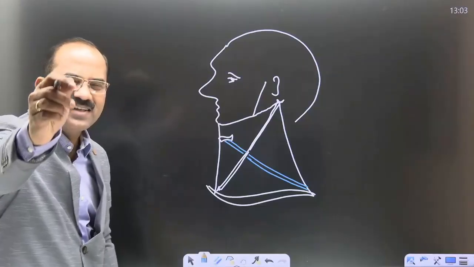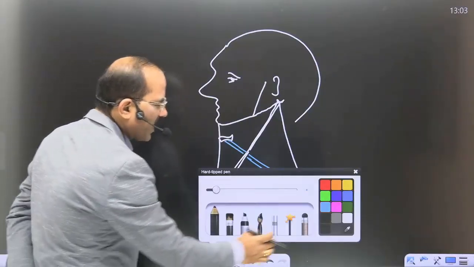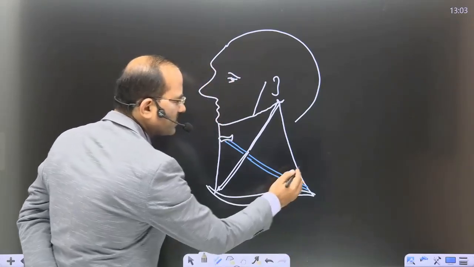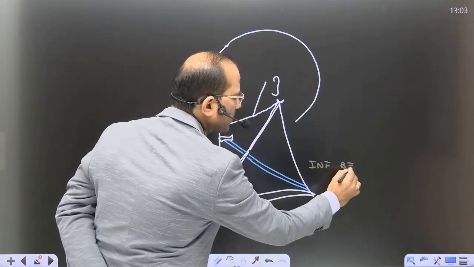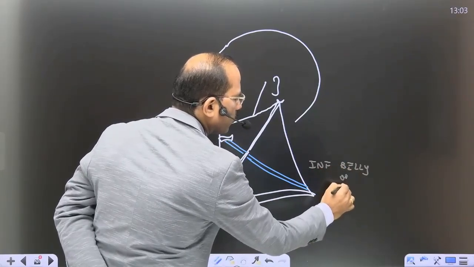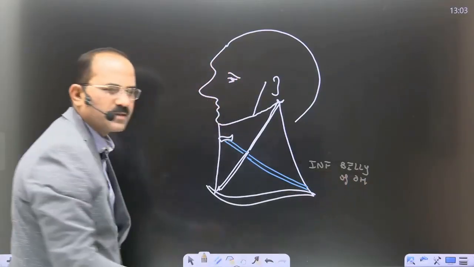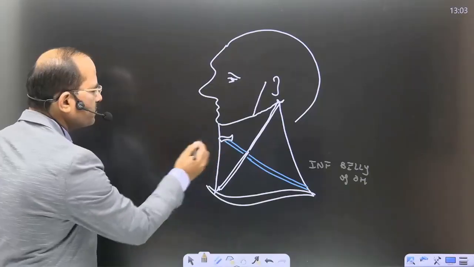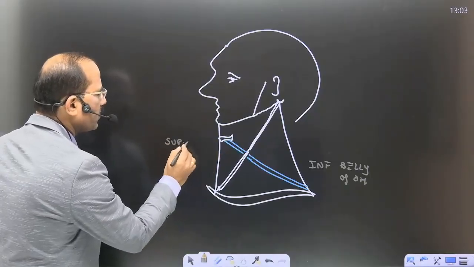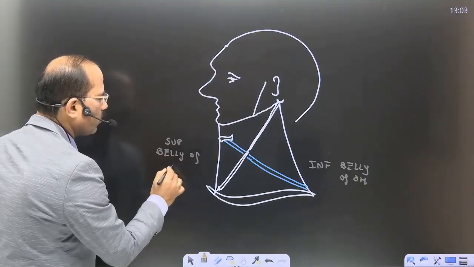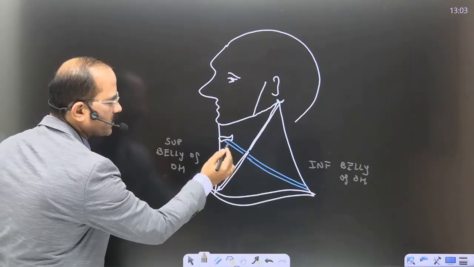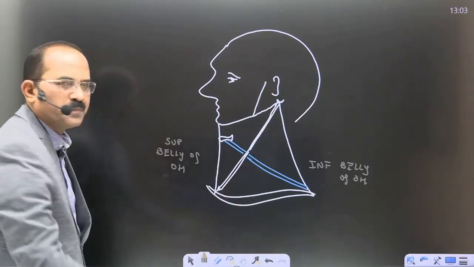Students, let me just write this down for you. Okay, the superior and the inferior belly. Look how nice. What is this? This is the inferior belly of omohyoid. I'm not writing this complete. Omohyoid. You can understand this. And this is the superior belly of omohyoid. This one, superior belly, that's the inferior belly.